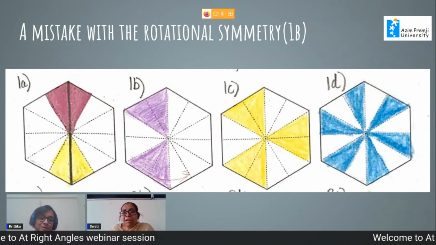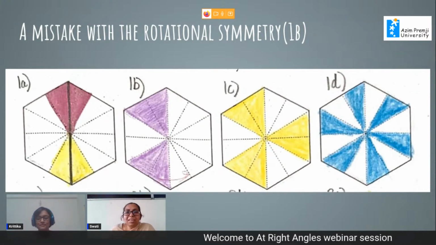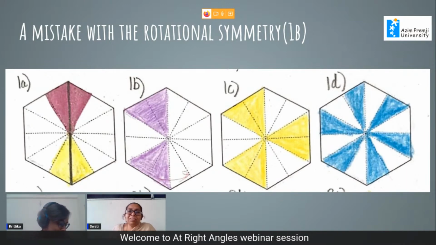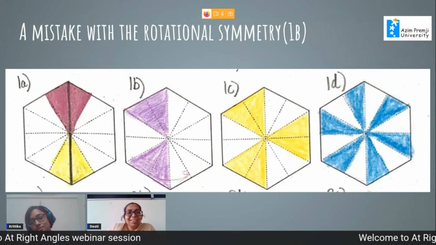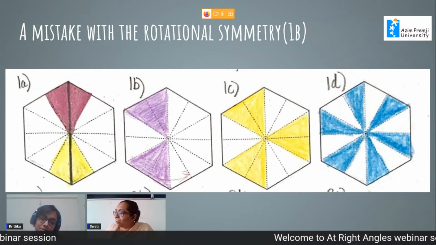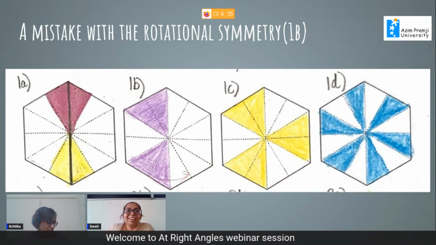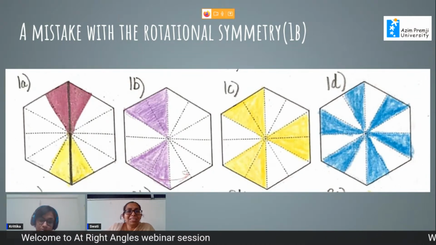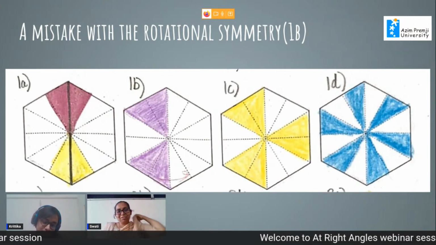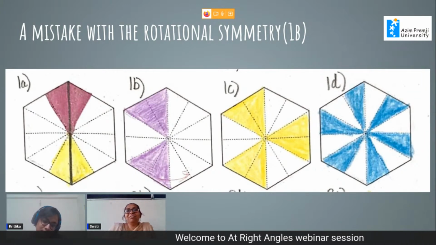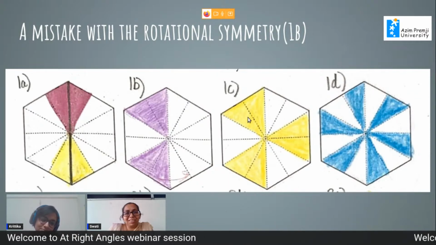So there were even different kinds of mistakes actually. 1C includes a line of symmetry. 1C was not, no, it is only rotational symmetry of order 3 and no line of symmetry, that's what it's supposed to happen. But if we look at the coloring, it has lines of symmetry. In fact, it has lines of symmetry. So that is also not a correct one.